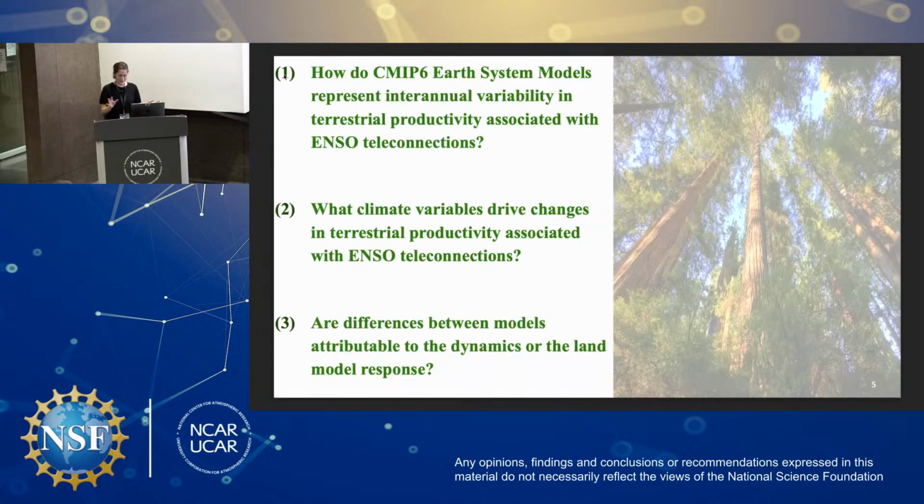These are my three shaping questions for this work. How do CMIP6 Earth system models represent interannual variability in terrestrial productivity associated with ENSO? What climate variables drive these changes? And are the differences between our models attributable to those models' dynamics and how they represent ENSO, or do they come from the land model response?